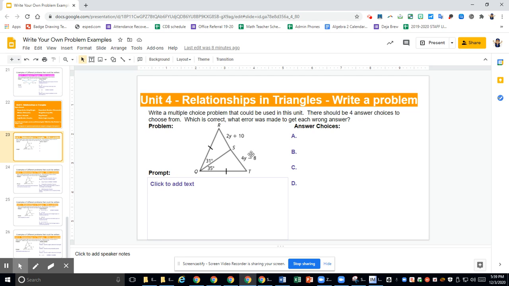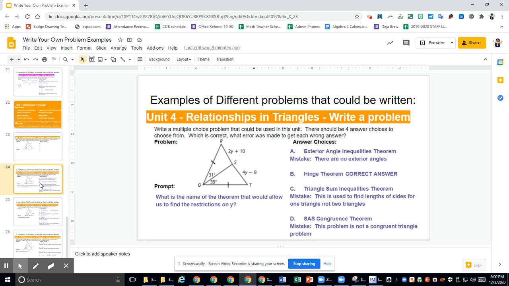I can ask questions about which segment will be longer. How do you know? There's lots of different questions that can be asked. Let's see what questions I did ask. On the first one, this is a good example of how they don't have to be problems where you're doing actual calculations. They can be vocabulary based. What is the name of the theorem that would allow you to find the restrictions on y? Well, the correct answer is hinge theorem, and then you have to come up with the wrong answers also. So exterior angle inequality, triangle sum inequality, and side angle side congruence is what I came up with.